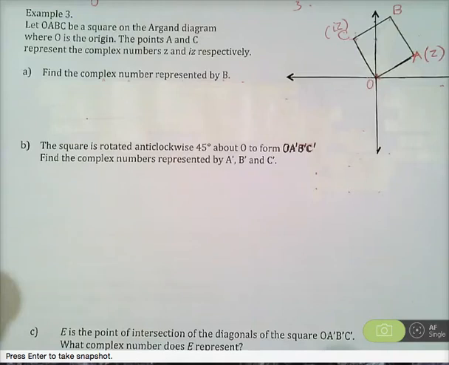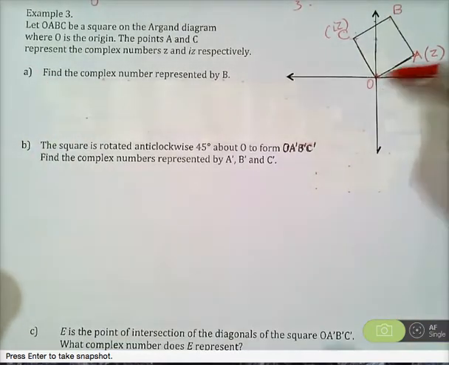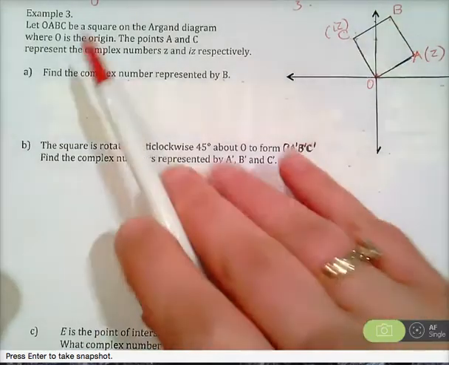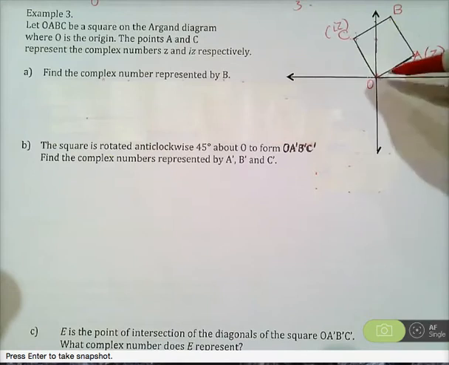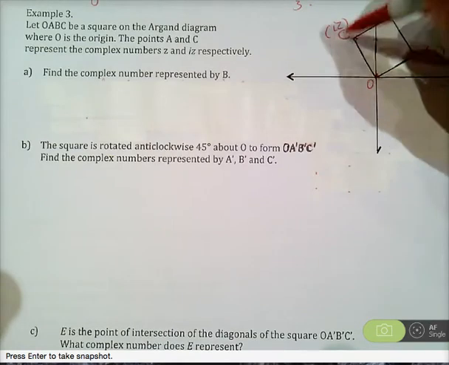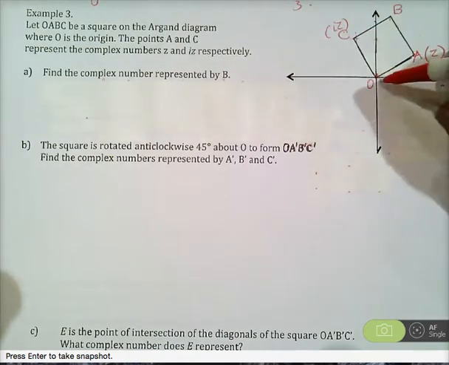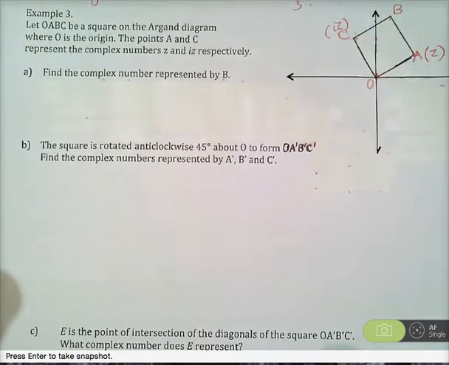This is a continuation on page 30, example 3. We didn't get to finish this last lesson, so I'm just going to work on that now. It says that OABC is a square on the Argand diagram where O is the origin, and the points A and C represent the complex numbers Z and iZ respectively.